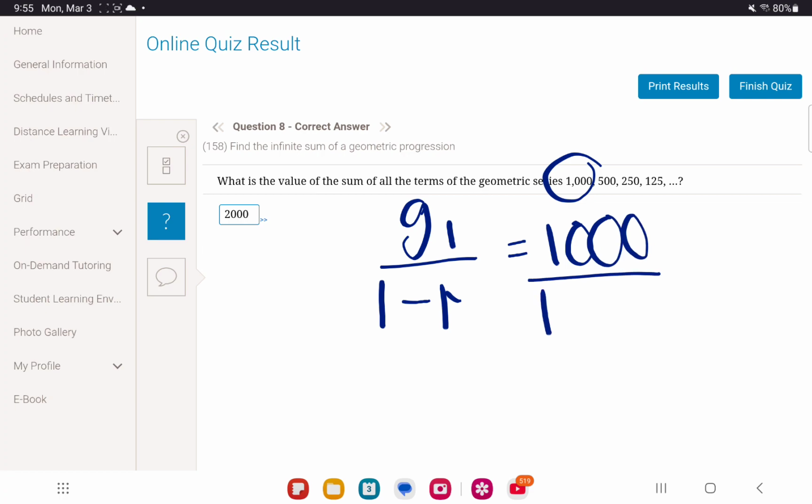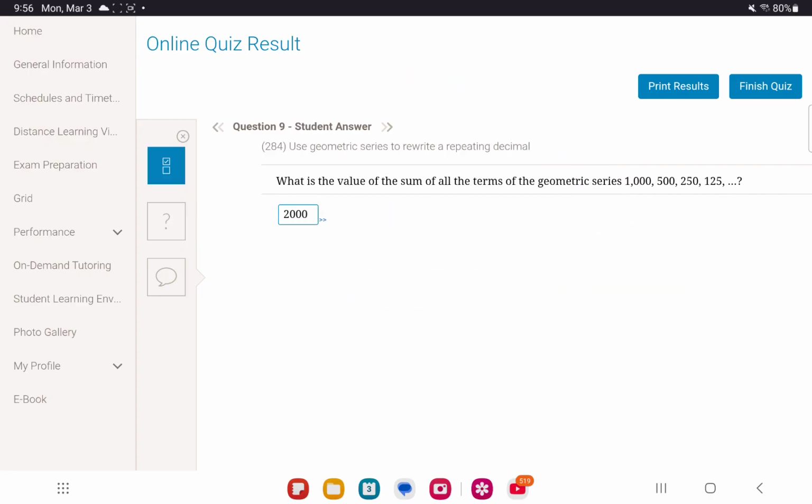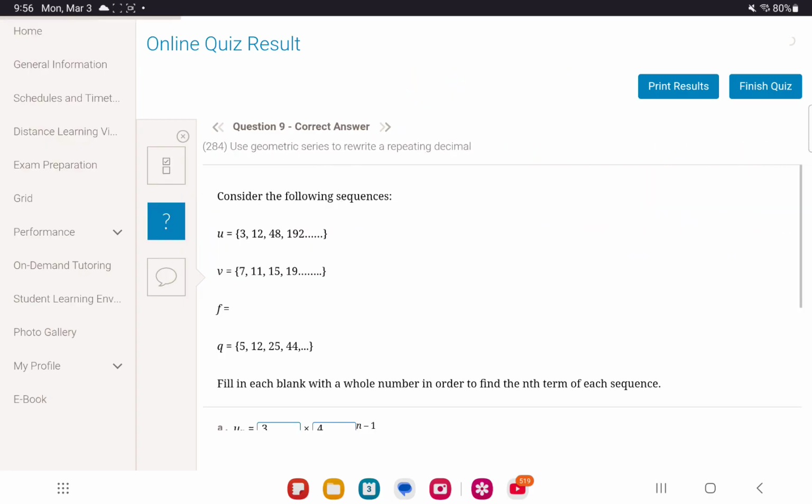Let's find r. We take 500, because they told you it's a geometric series. Geometric series is the same as geometric progression. So 500 divided by 1,000, and you get half. Then you do 1,000 over 1 minus 0.5 on your calculator, and you get 2,000. These are very simple questions, so if you get them wrong, shame on you.